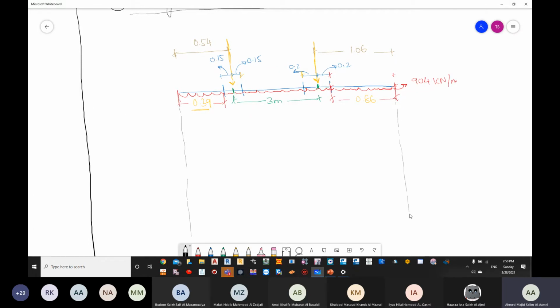Column number A is taking 1,200 as alive, 1,000 as dead. Column number 2 is taking 1,400 and 300. Can you tell me column number 1 is going to be having an ultimate load of how much?